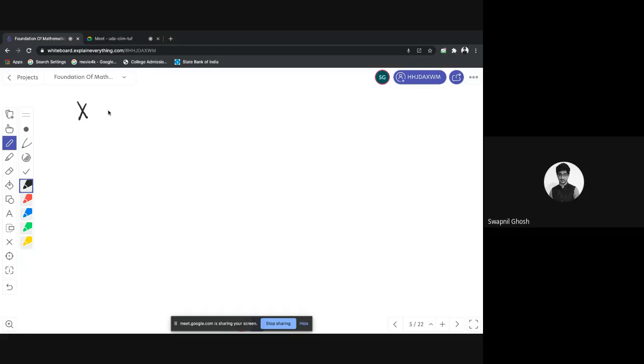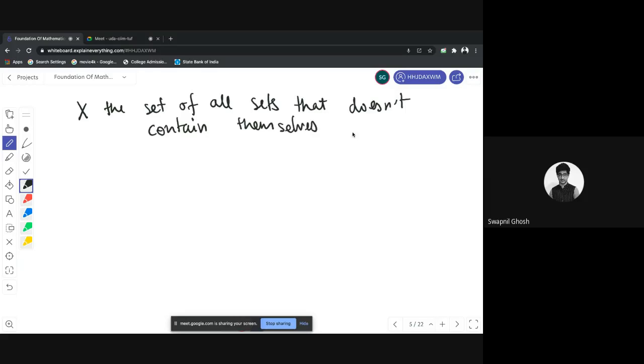So X is taken to be the set of all sets that do not contain themselves as members. Now, in Gottlob Frege's theory, it was permissible for a set to be defined if it is well defined. So what we do is let us divide all the sets into two categories.